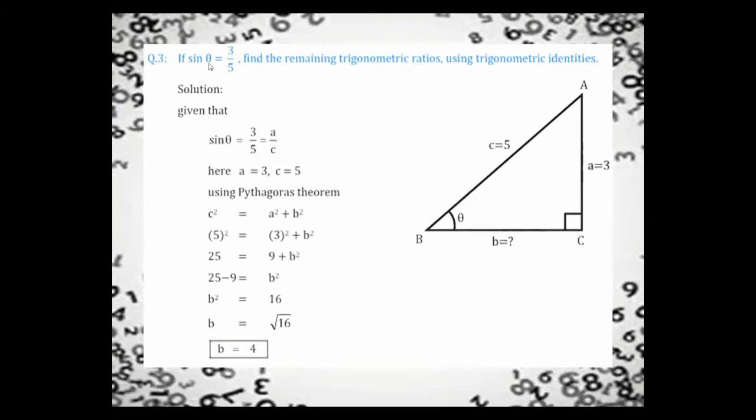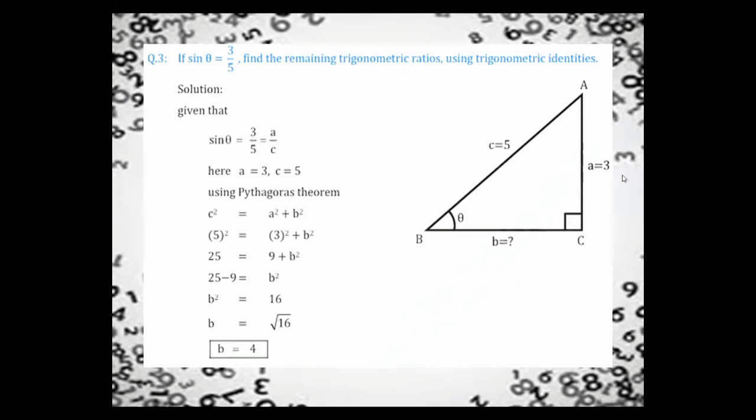Now, if sine theta is 3 upon 5, find the remaining trigonometric ratios. Sine is given, and from this sine you have to find all the remaining ratios like cos, sec, tangent, cot, and cosec. As we all know, sine theta is perpendicular upon hypotenuse.